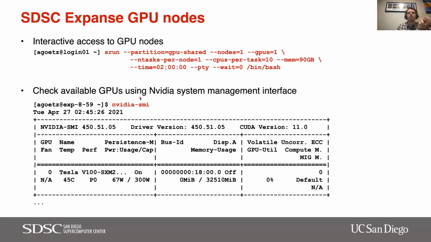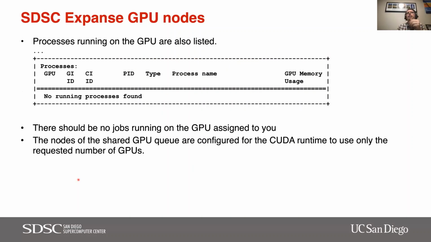If you are on a GPU node, then you can issue the nvidia-smi command. That's the system management interface. It will tell you some information about the installed driver, the CUDA version, and then the GPU. So you'll see something like, okay, there's a Tesla V100 SXM2 GPU. It's currently using only 67 watts of 300, so it's probably idling. It's idling because there's no memory allocated, so it still has 32 gigabytes of memory free. It's also pretty cool, only 45 degrees centigrade. If you run a code on it for a longer time, that temperature will go up.